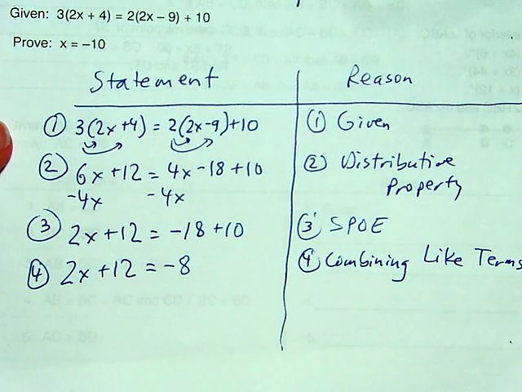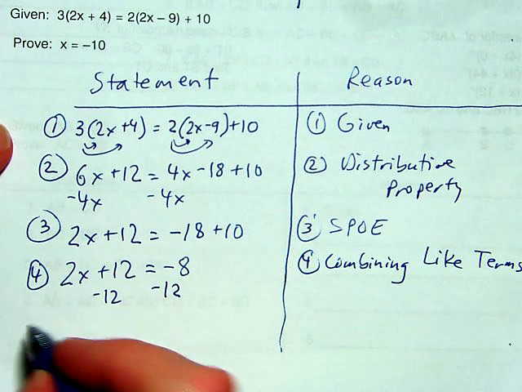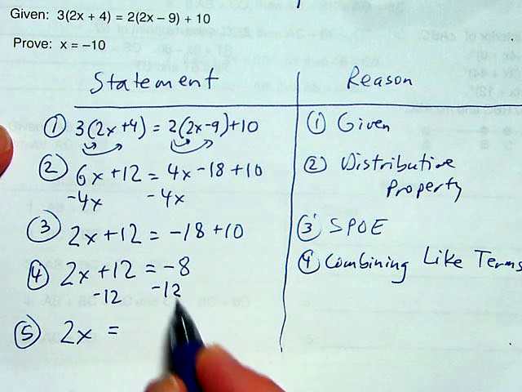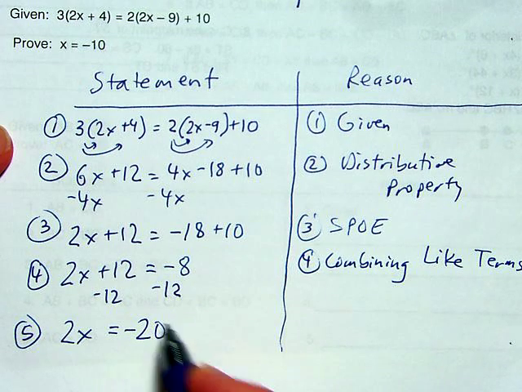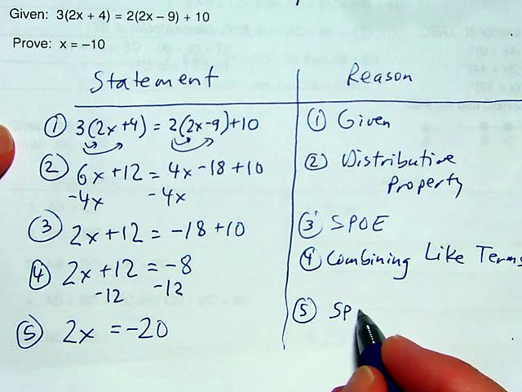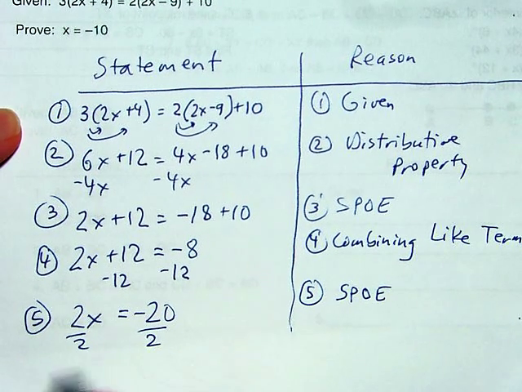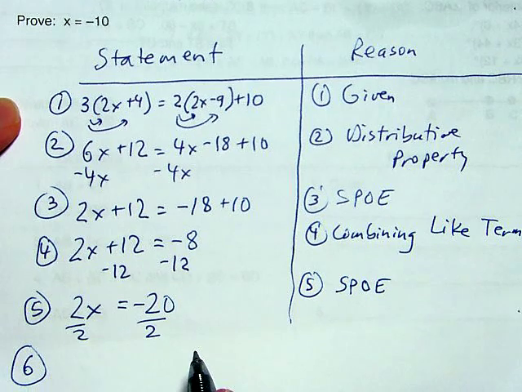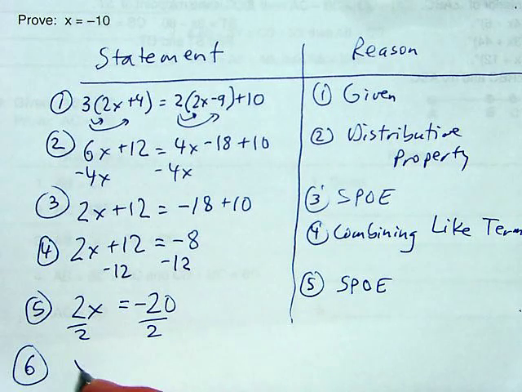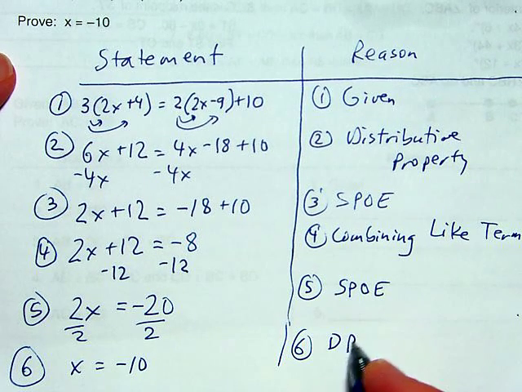The next thing I would do is subtract 12 from both sides. I'm sure that's what everyone would do. So that would end up giving us 2x equals negative 20. And that was subtracting something from both sides, so it's the subtraction property of equality, or SPOE. And finally, by dividing both sides by 2, we come to what we needed to prove, which was x equals negative 10. And we justify that as the division property of equality.